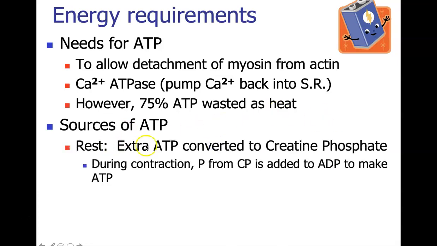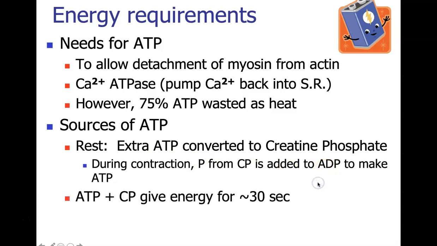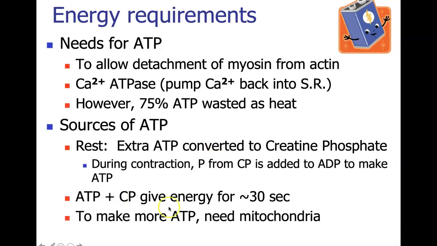ATP comes from rest. During rest, extra ATP is converted to create creatine phosphate. Okay, and during contraction, the phosphate from creatine phosphate is added to ADP to make ATP. ATP and creatine phosphate give energy for about 30 seconds. So to make more than 30 seconds worth of ATP, we need mitochondria. That's where the bulk of our ATP is going to come from, the mitochondria completing cell respiration.